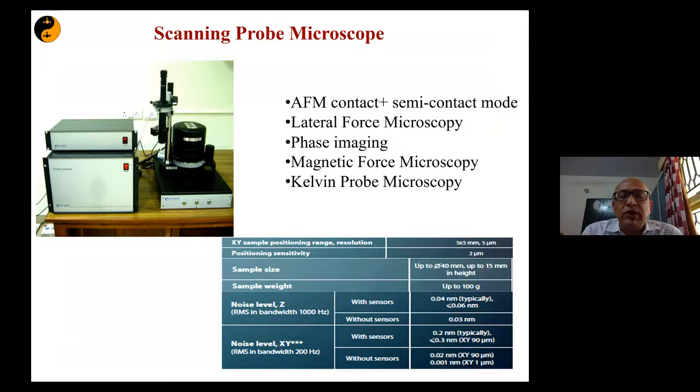This, of course, is working very well. The scanning probe microscope, AFM, is now available, and people are using it right and left. Our scientists as well as the students who are short-term users, as well as the CRS users.